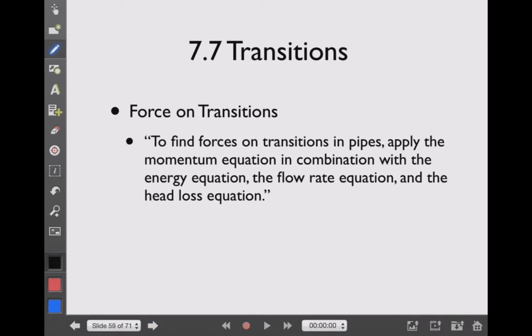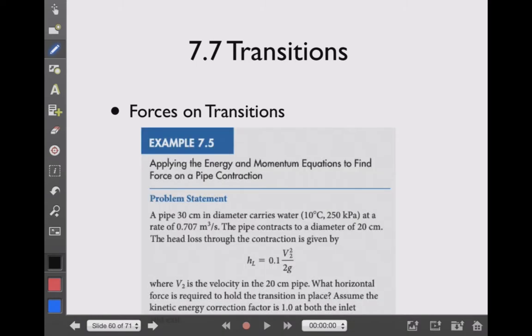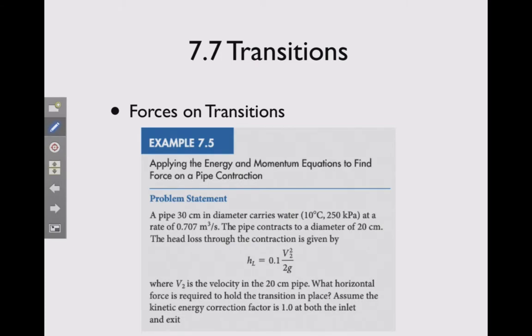And so remember, forces on transitions, we can look at these by applying a combination of the momentum equation, energy equation, and the flow rate, or the continuity equation. And the book actually has a great example. I'm just going to quickly write down what the equations of this are. This is applying the energy and momentum equations to find the force on a pipe contraction. So the pipe contraction looks something like this.